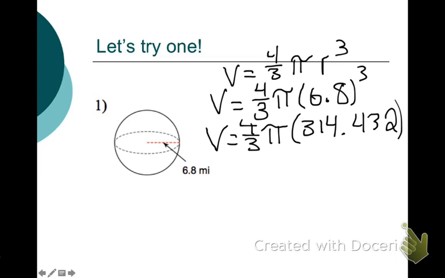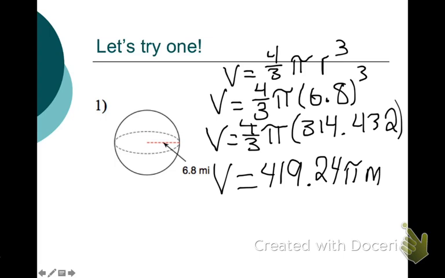Okay, so to get my answer in terms of pi, I need to multiply 314.432 times 4/3. If you don't have a fraction way of doing that, you can always type in 4 divided by 3, times 314.432. And that gives me 419.24. So volume equals 419.24 pi miles cubed.